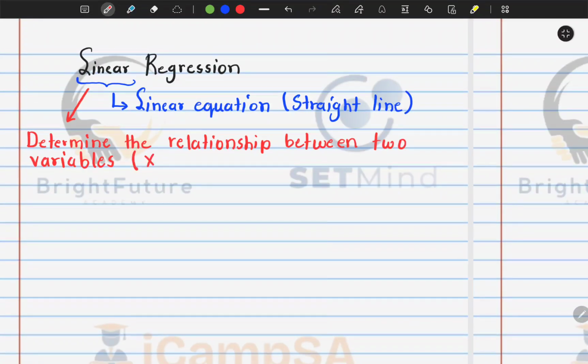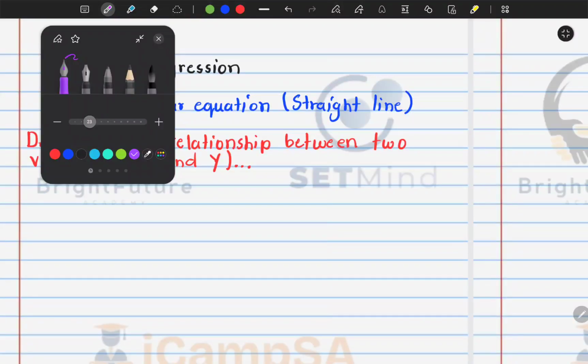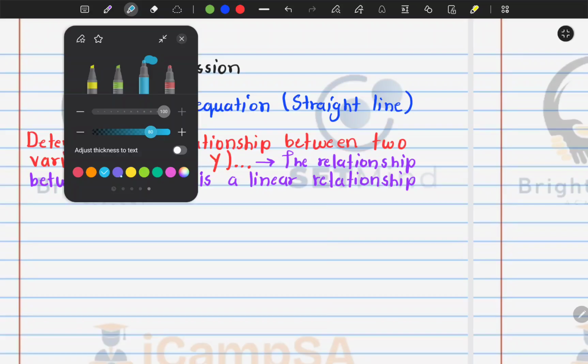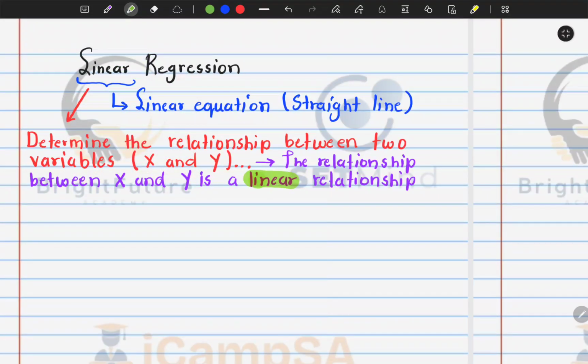And those variables, for our case, will be x and y. What you will realize is that the relationship between x and y is a linear relationship, and that is why we are going to be focusing on linear regression. Other relationships can be found, but whenever we are talking of a straight line, we're looking at y equals mx plus c, where your m speaks to your gradient, and your value of c speaks to your y-intercept.